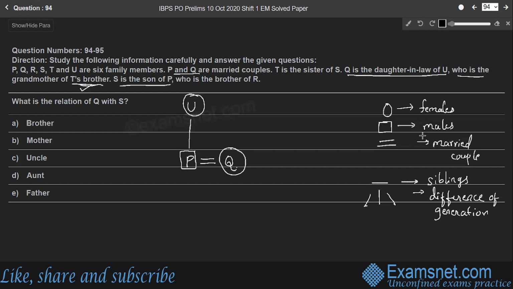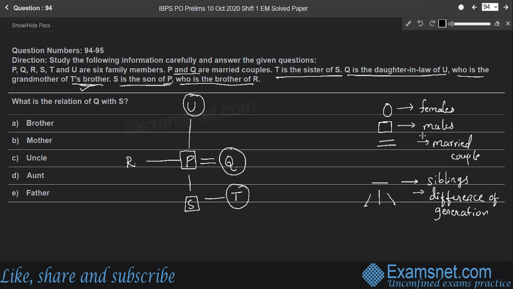S is the son of P. Therefore, S is T's brother. Right? And it is given that T is the sister of S. So, T is female. And the remaining part is S is the son of P, who is the brother of R. So, P is the brother of R. Here, we don't know the gender of R.